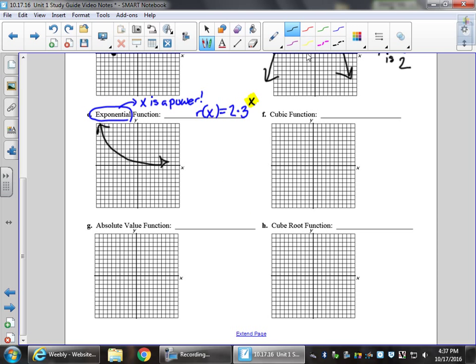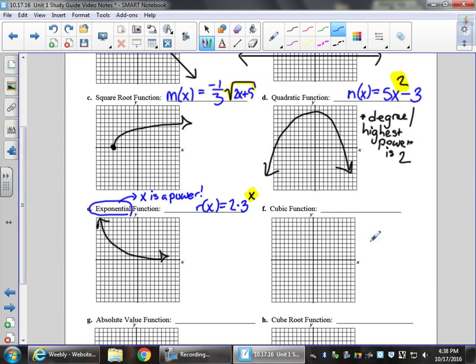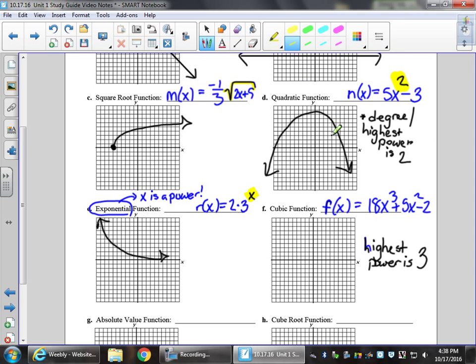Cubic functions. As soon as you see something referring to a cube, we should think to the third power. So quadratics with highest power is 2. Cubic, highest power is 3. So let's say f of x equals 18x to the third plus 5x squared minus 2. I don't know. As long as you make the highest power 3, you can do whatever you want. Notice highest power is 3.